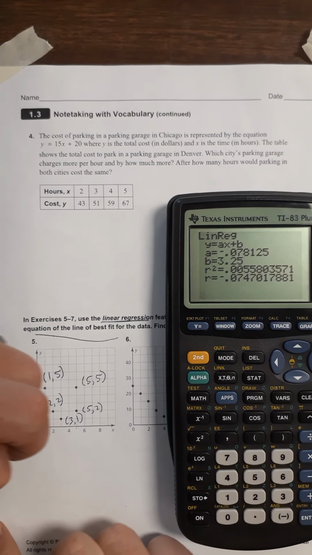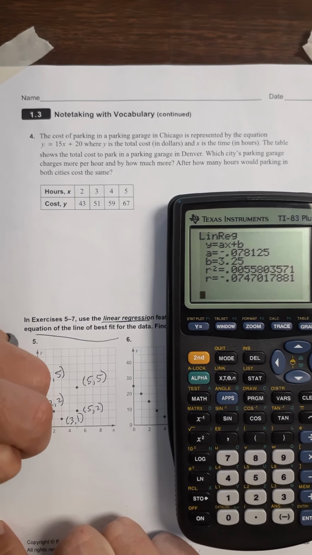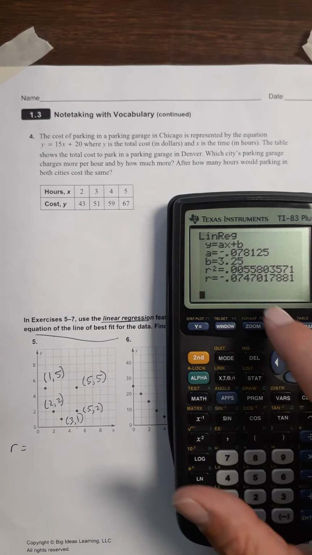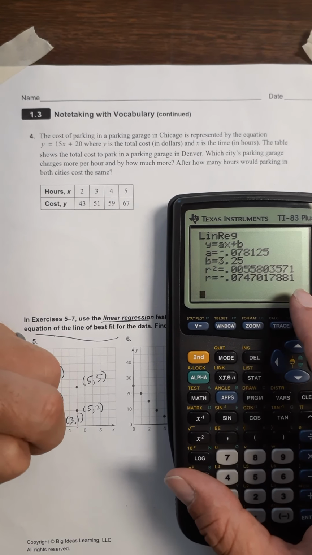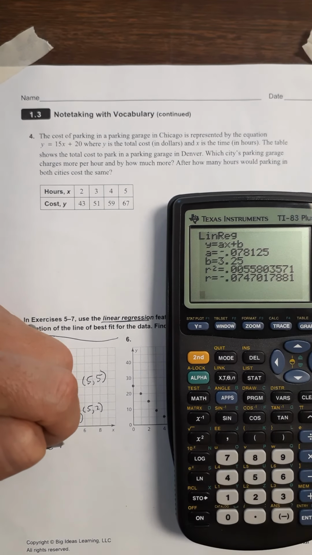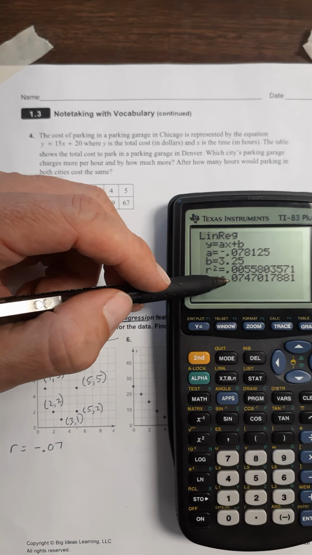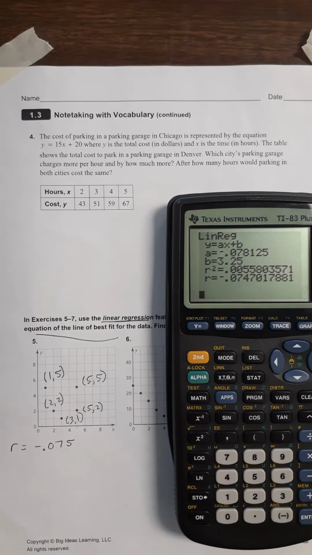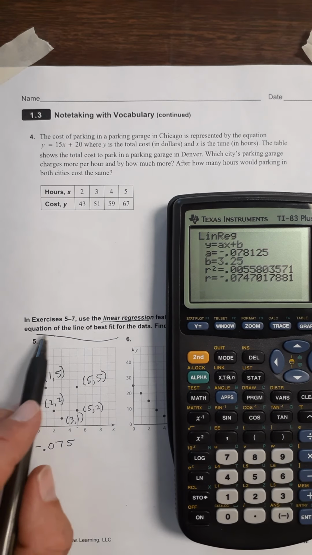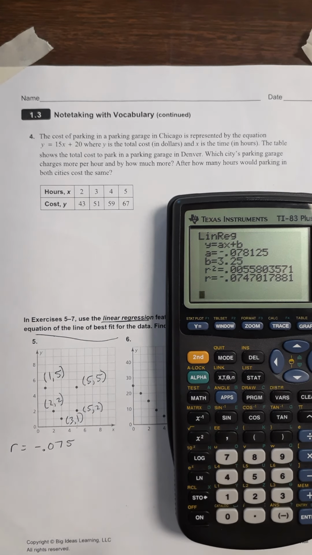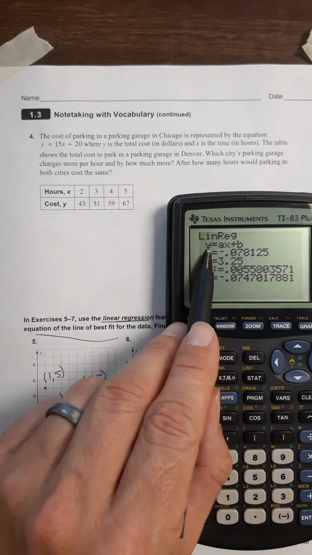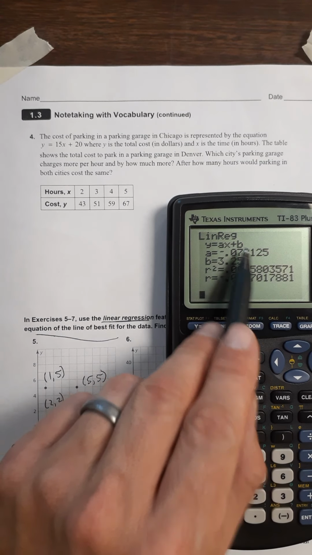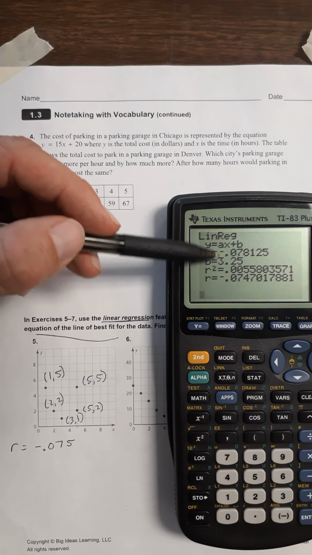Okay, so we're going to say R equals, let's go negative 0.075. I'm going to go to 3 decimal places, so that would round to a 5. I would like you to go to 3 decimal places as well whenever you do these. All right, in the equation of the line of best fit. It is an equation of a line, so y equals slope x plus the y-intercept, and then it tells you what those things are.